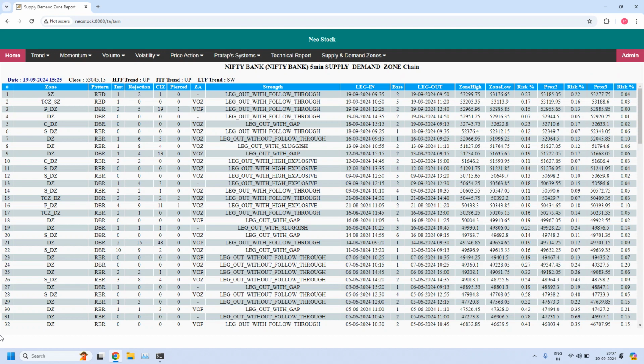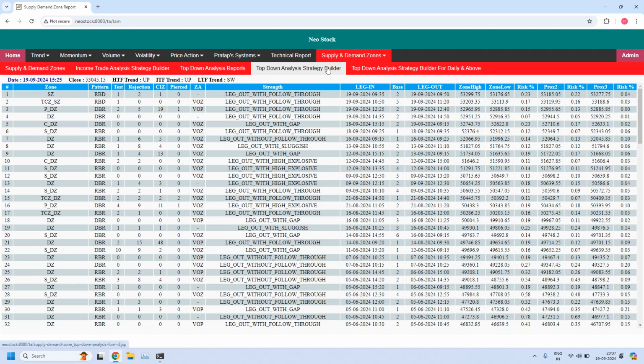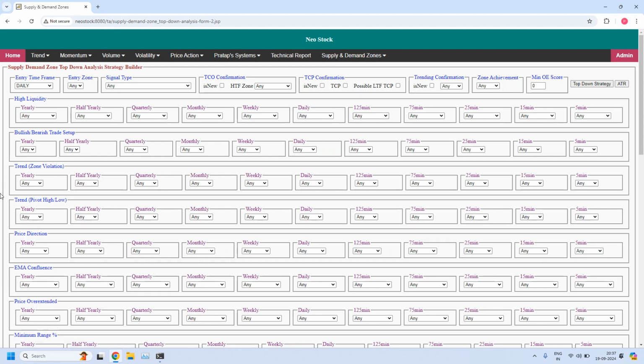So the next set of reports are about income trades, different income trades, bullish and bearish trade setup income trades for monthly, weekly, daily and hourly. Let's start with monthly income trade, bullish trade setup. So entry time frame is a daily, entry zone is a demand zone for bullish trade setup. In bullish or bearish trade setup at daily time frame I am selecting the value bullish. This is entry time frame.